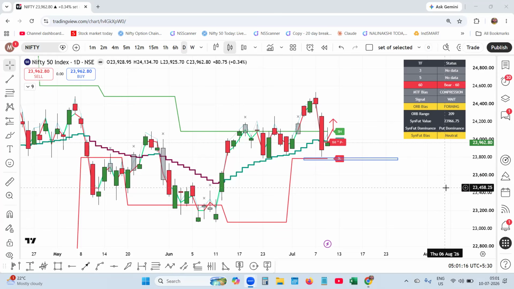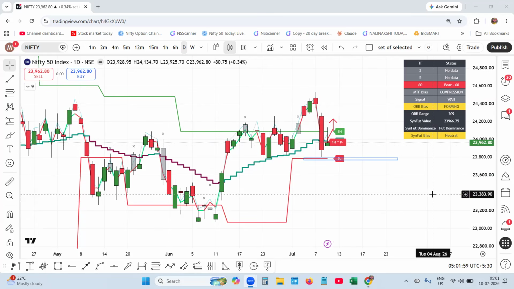I am on the daily chart and it is showing synthetic future neutral with the put dominance. Because I have applied in the indicator itself, I coded for the call and put premiums. I can feed in the strike price, so automatically it calculates and gives me the bias. The bias is multi-time frame bias. It is saying compression. Compression means compression has happened. So everything, the signal, the weight, and the ORB range also it is giving.